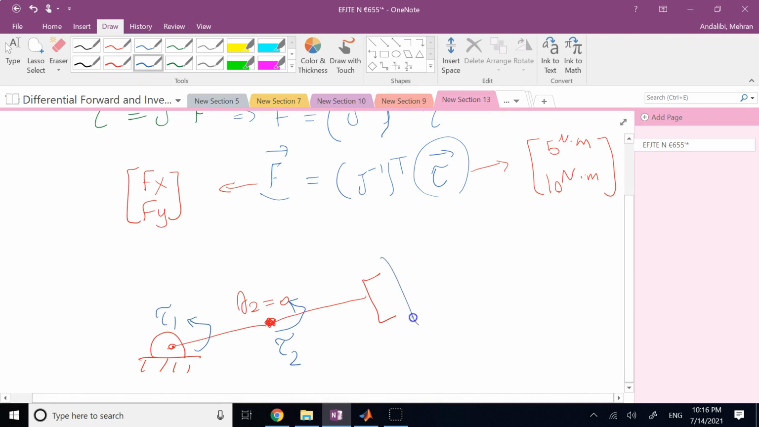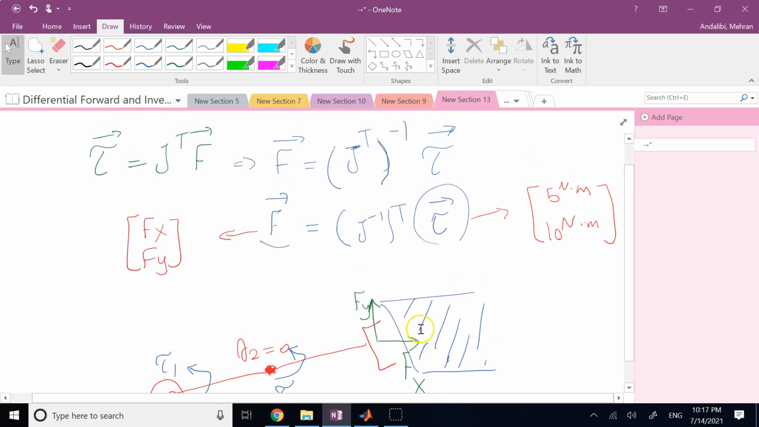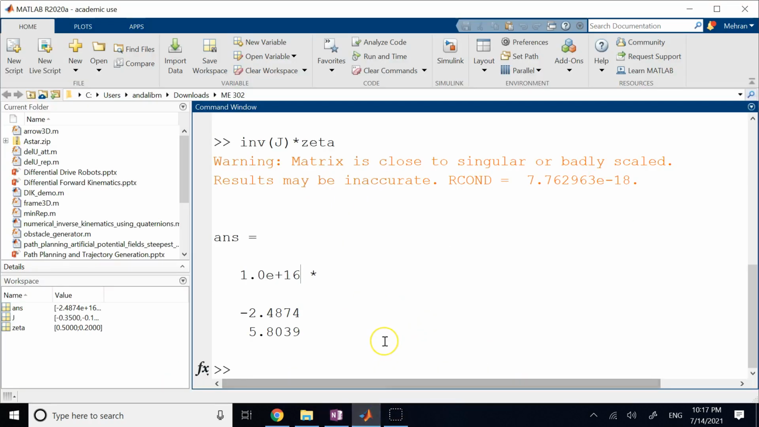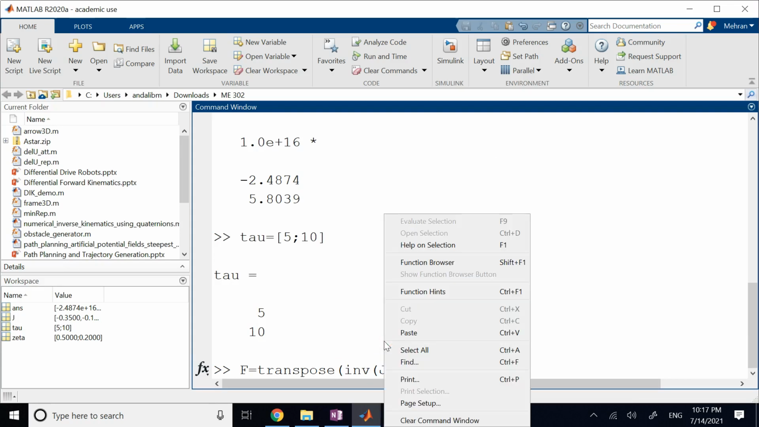And if this is in contact with something, let's say this is an object, this guy is going to apply 2 forces on it, Fx and Fy. The question is, how much is Fx, how much is Fy? And we see that it is J inverse transpose times tau. So let's do it. Let's say tau is equal to 5 and 10, correct? And then F is equal to the transpose of the inverse of J times the tau.